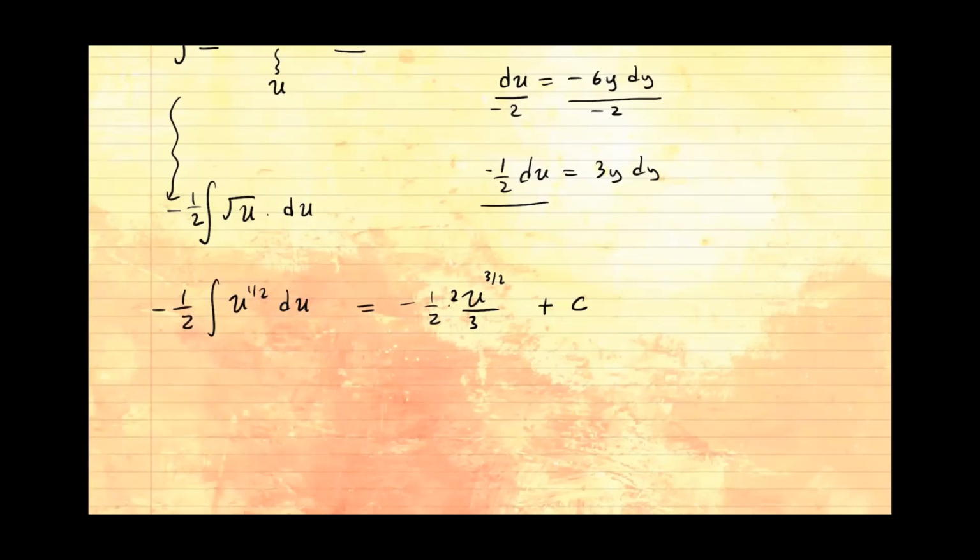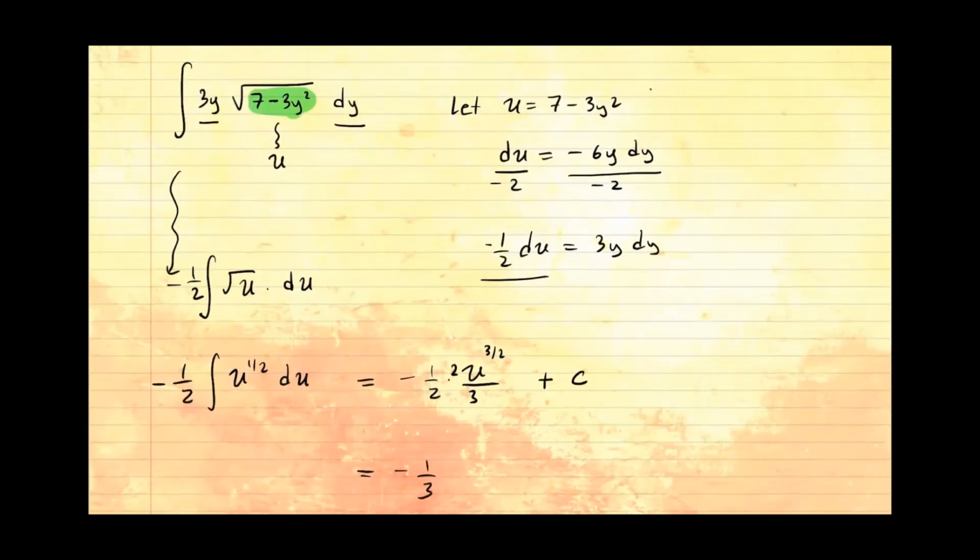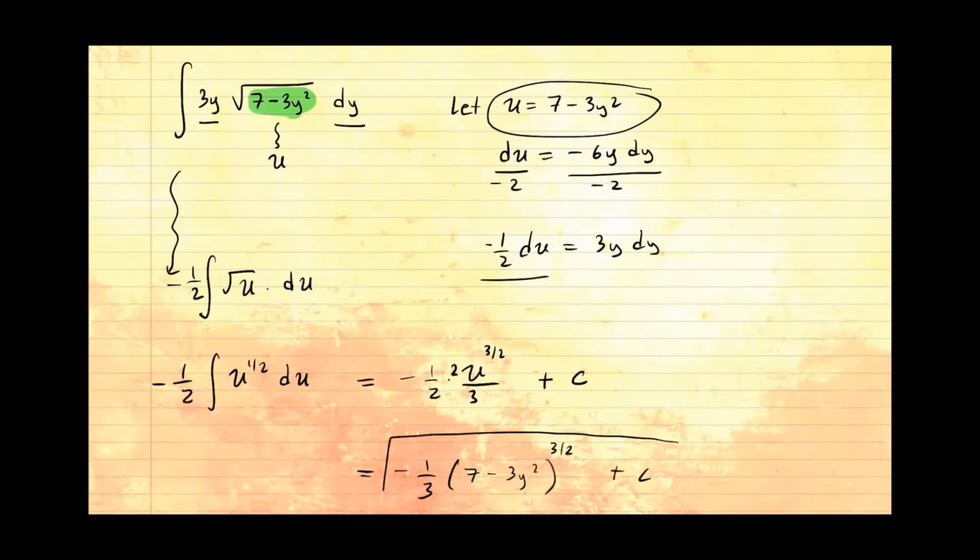Now let's clear things up. So our final answer is negative 1/3. U is plugged back in. This is u, so that would be 7 minus 3y squared to the power 3/2 plus c. So that would be our final answer.